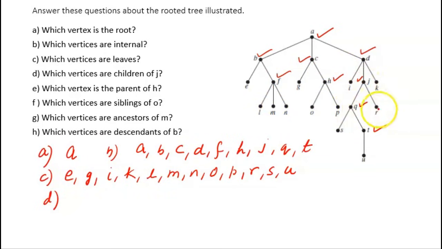So children of J are Q and R. So Q and R are children of J. E, which vertex is the parent of H? Where is H? So this is H. So the parent of H is C.